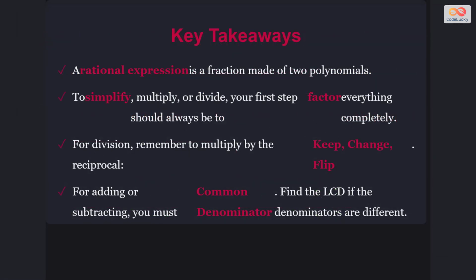Let's quickly recap the main points. First, a rational expression is a fraction of two polynomials. Second, the golden rule for simplifying, multiplying, or dividing is to always factor first. Third, for division, use the keep, change, flip method. Fourth, for addition or subtraction, you absolutely need a common denominator. And finally, always be mindful that a rational expression is undefined if its denominator is 0. Keep these rules in mind, and you will be well on your way to mastering rational expressions.